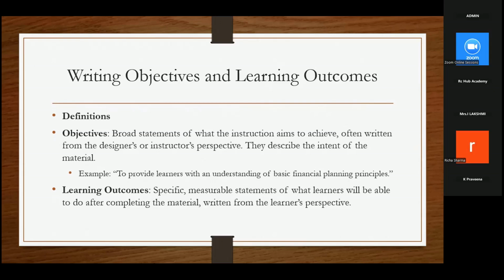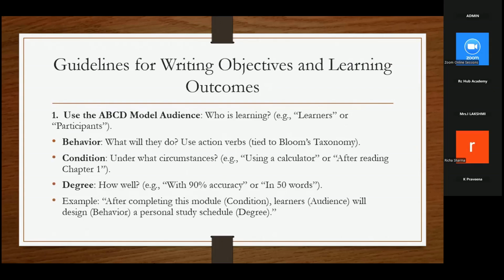And when I say objectives, you can see learners understanding a concept. What is the main concept of this one? That is about the objectives. And there are various guidelines out there. One is called the ABCD guidelines. Who is learning, who is the learner, what is their behavior, what are their conditions, what is their degree. All these things you should understand. That is the use of the ABCD model: audience.